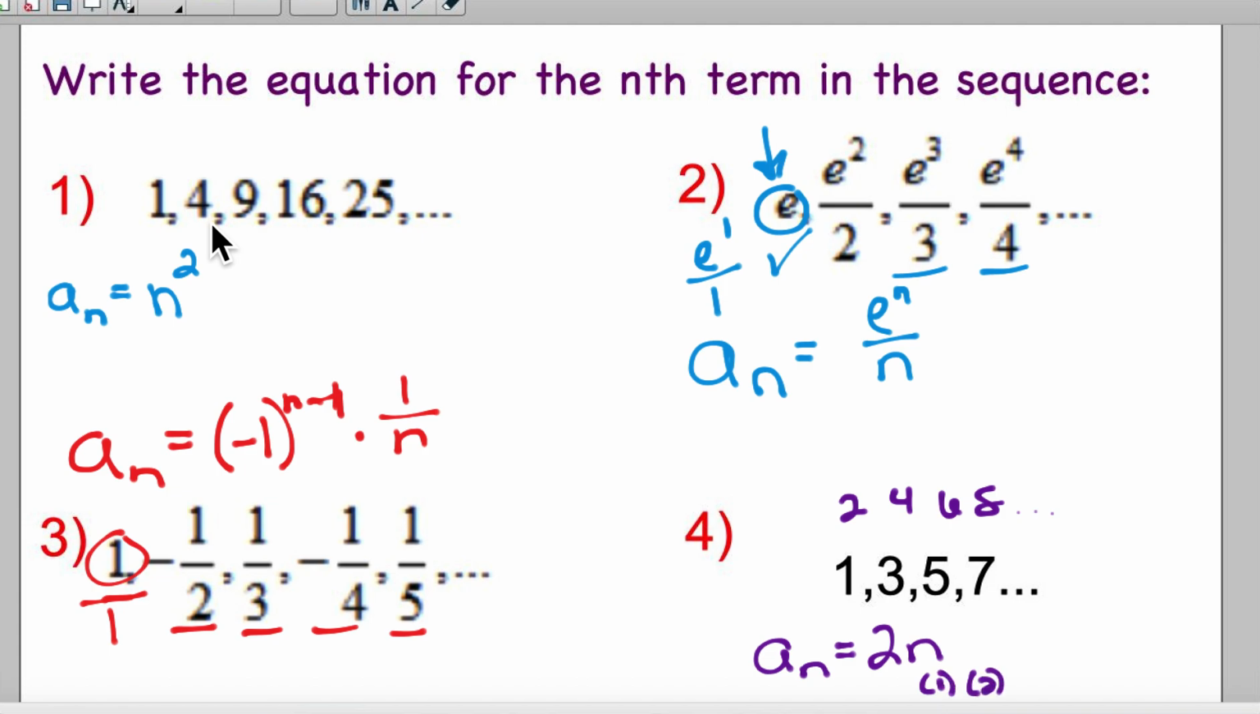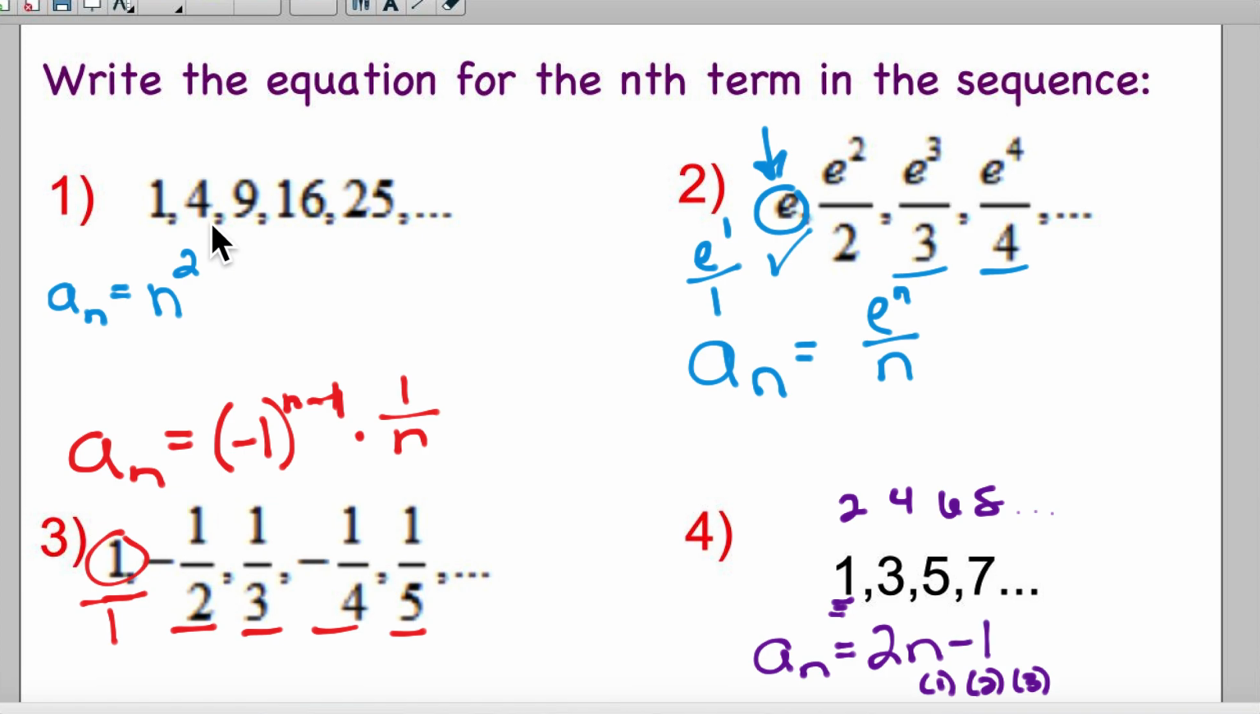If I plugged in 2, the second term would be 4. If I plugged in 3, the third term would be 6. So that's basically even numbers: 2, 4, 6, 8, 10, all that stuff. But if I have odd numbers starting with 1, I still do 2n because that's what's going to get it to go up by 2 every time.